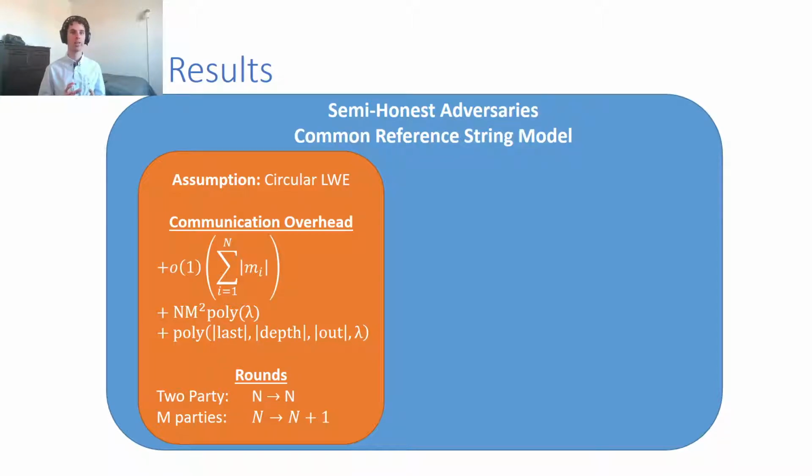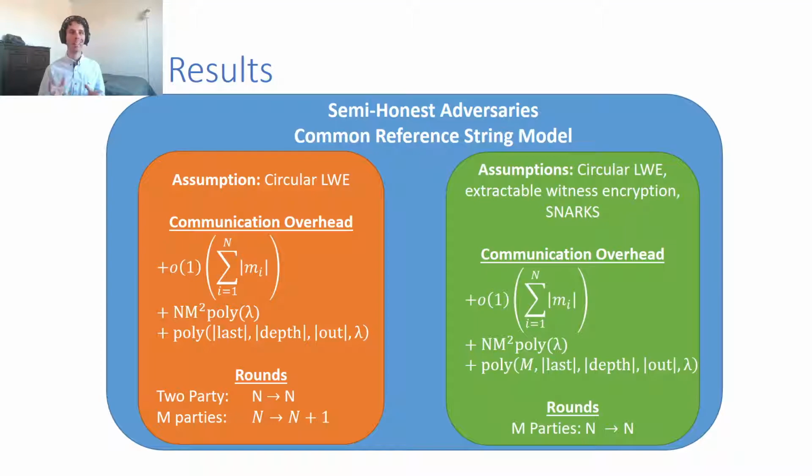For the case of 2 parties, we get a perfect round-preserving compiler, which takes n-round protocols onto n-round protocols. But for the case of m parties, we do need to add an extra round. However, making the additional assumptions of extractable witness encryption and succinct non-interactive arguments of knowledge, we can get a perfect round-preserving compiler for the more general case of m parties. We do incur a slight increase in the communication overhead. You'll notice that the polynomial term on the last line now has an m in it, which is the number of parties.